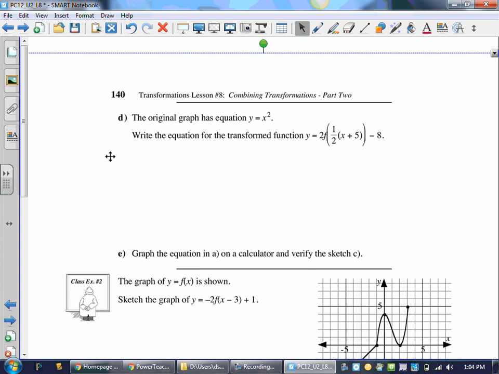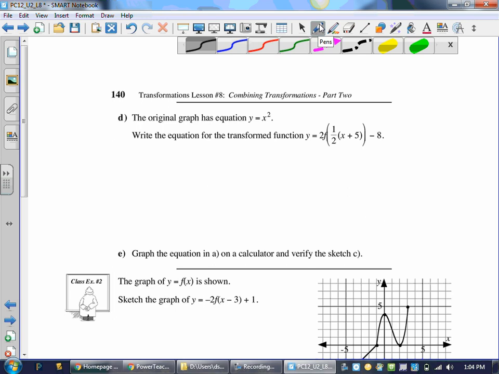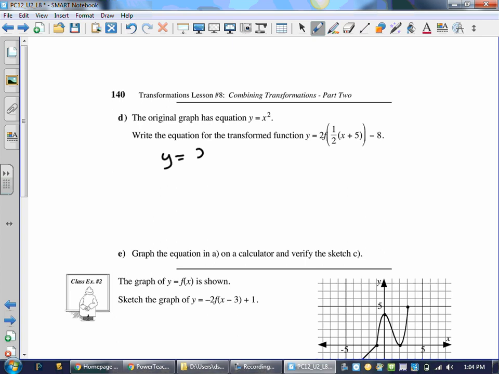Okay, now this one says, I'm going to give you the original graph that has the equation y equals x squared, but I want you to write the actual equation of this given all of these steps. So I'm going to start with, I need to multiply it by 2. So y equals 2 times x squared, right? Times the whole function by 2.